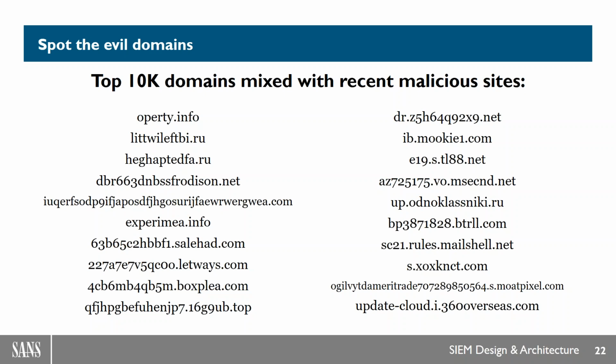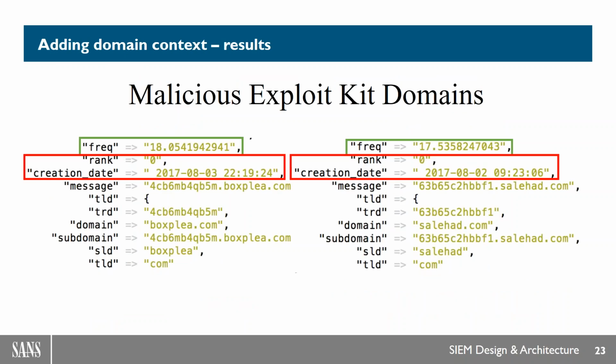So I took some of these out of exploit kit domains for the day, and I fed them into those various enrichments I talked about previously. And here's what we got for the exploit kit domains. The frequency score was rather high, and the reason for that is because I only had it doing the top level, boxplea.com and salehat.com.